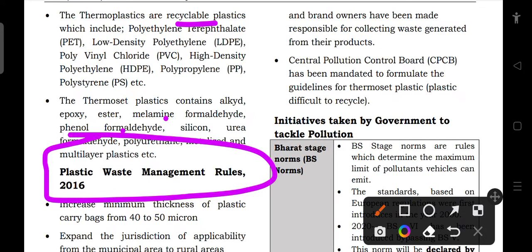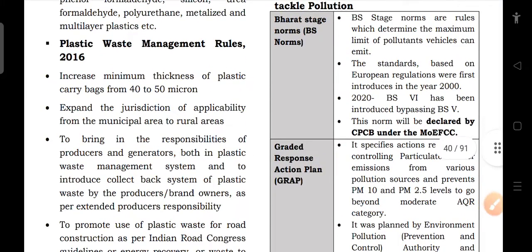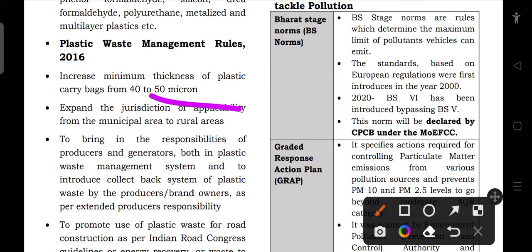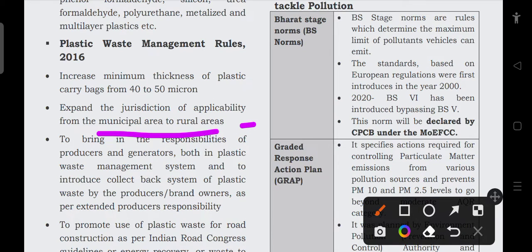Now, Plastic Waste Management Rule 2016. What is this Plastic Waste Management Rule? This is to increase the minimum thickness of plastic carry bags from 40 to 50 micron. So this is about increasing the thickness and expanding the jurisdiction of applicability from municipal area to the rural area.